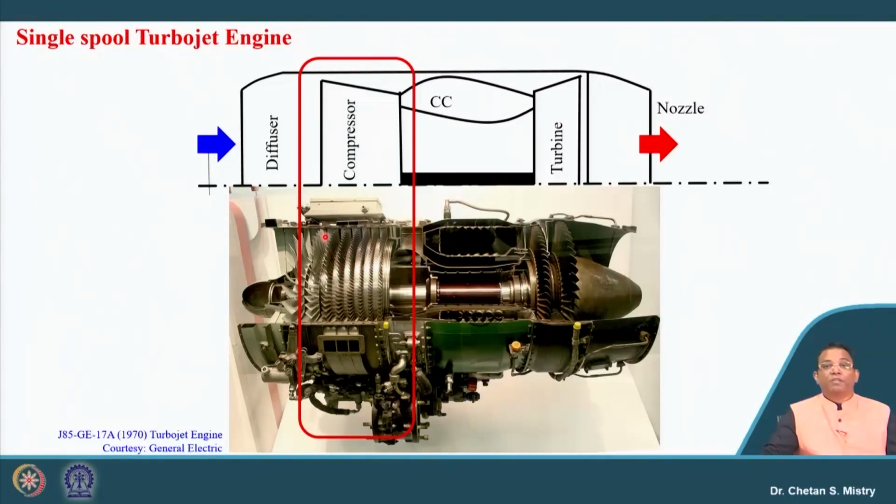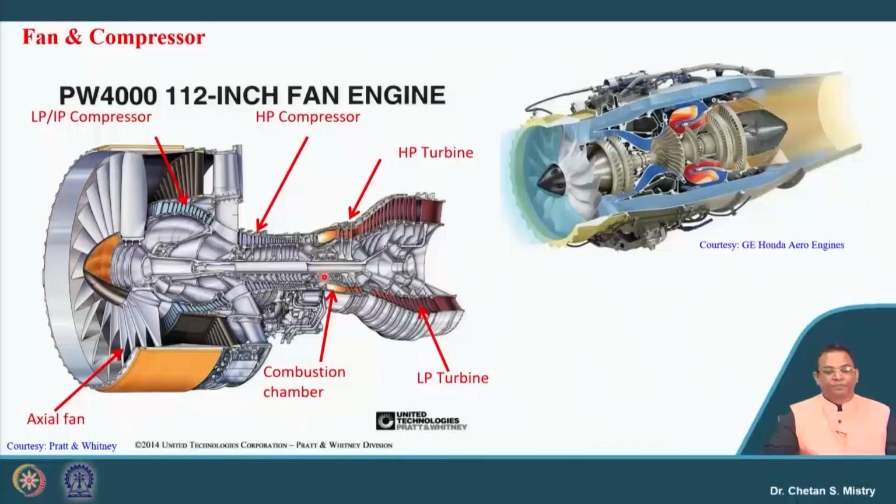This compressor comprises rotors, and in between, the space given is for the placement of the stator. The combination of rotor and stator is defined as a stage. So, this compressor comprises 8 stages, with a pressure ratio of roughly 8.3. So, let us target this component and try to understand what we mean by this compressor.